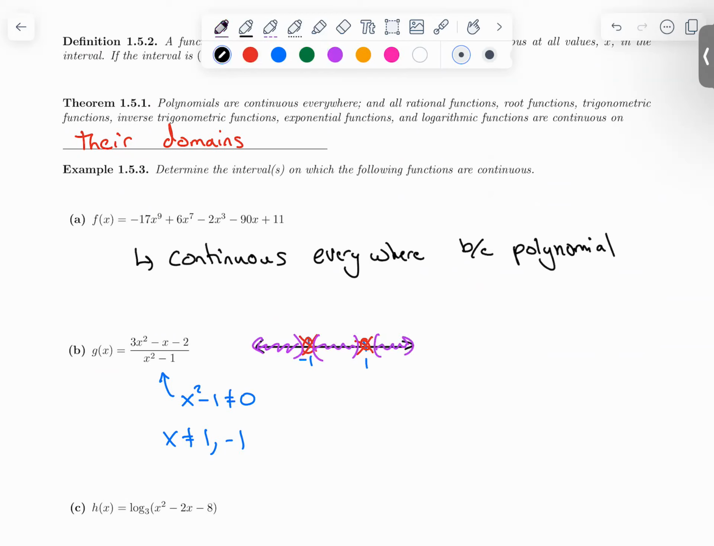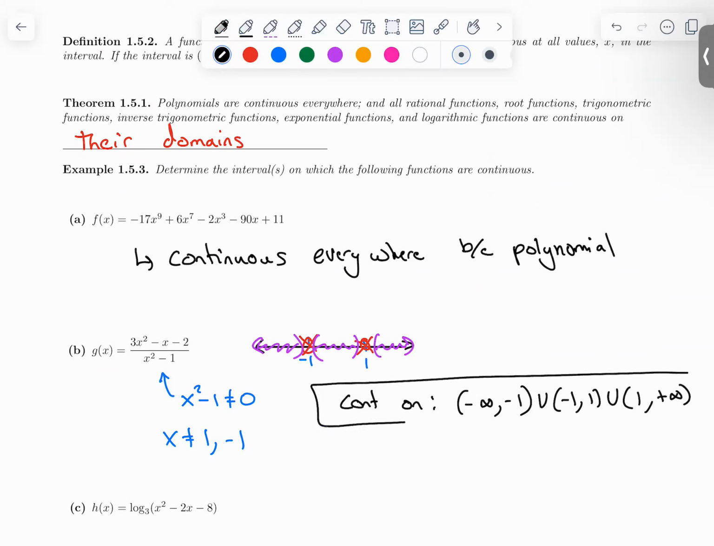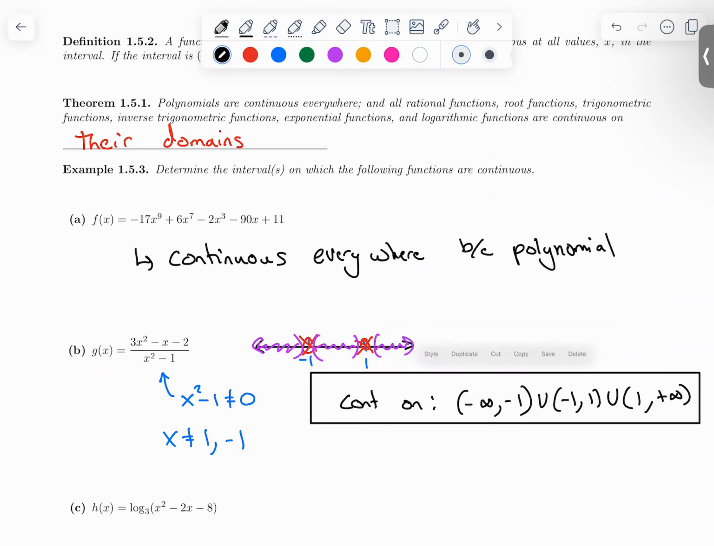So it's continuous on negative infinity to -1, union -1 to 1, union 1 to positive infinity. And for part A, what I should have written is, or you could write, continuous on negative infinity to positive infinity. CONT meaning continuous, an abbreviation, just because I don't want to write continuous. It takes way too long.